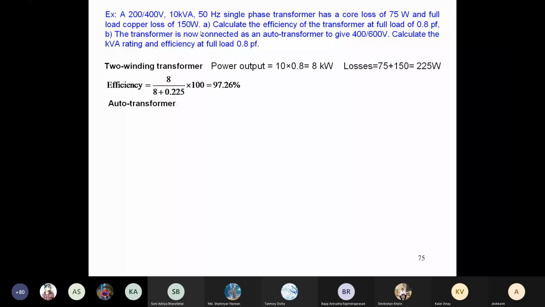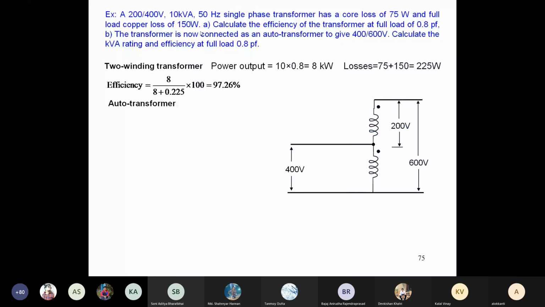So basically we have a circuit like this. A two-winding transformer is basically two coils. This one coil, which was the 200, you take it up and put over the 400 volts. And if you take this to output, the output is basically 600. And you feed the input as 400. Is that okay?